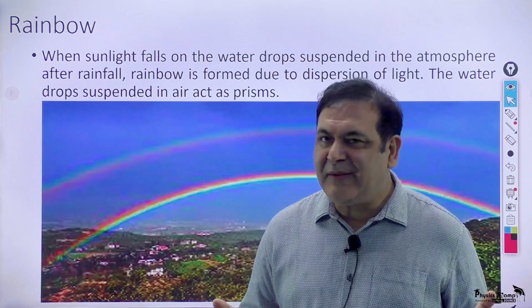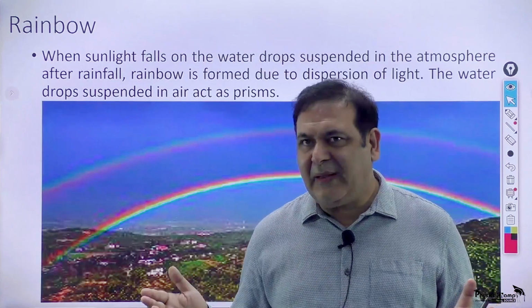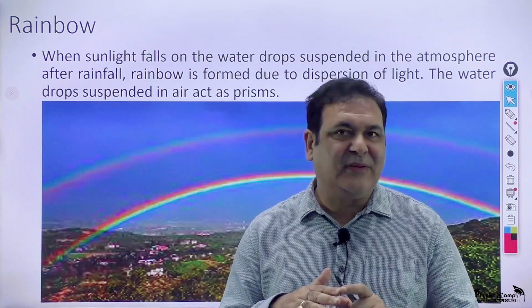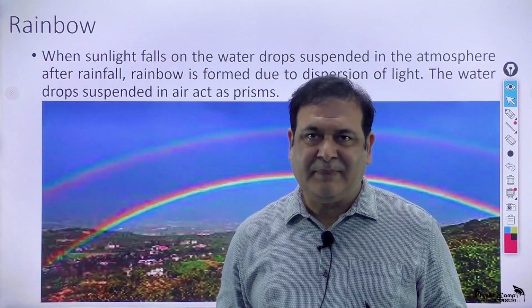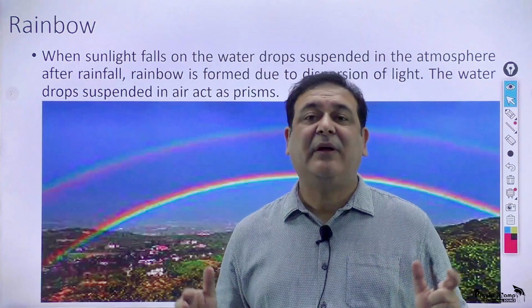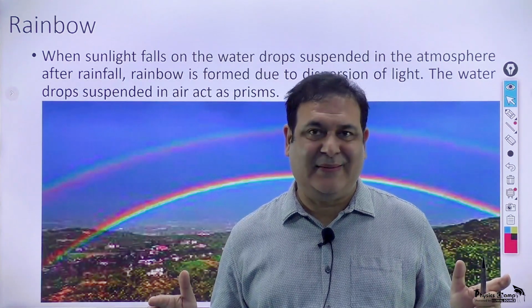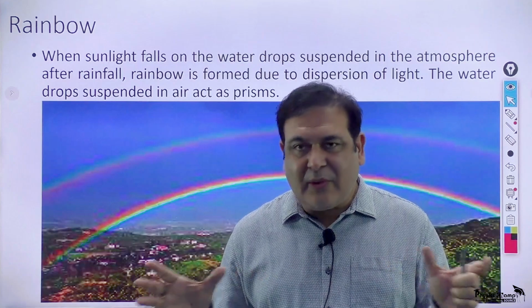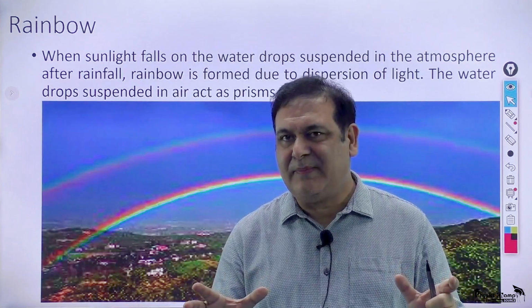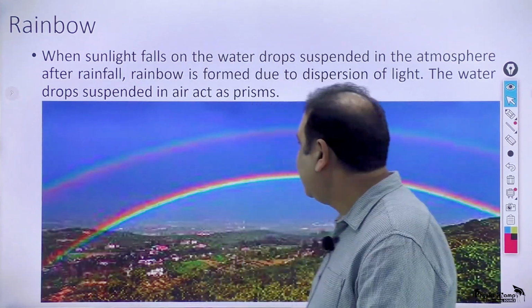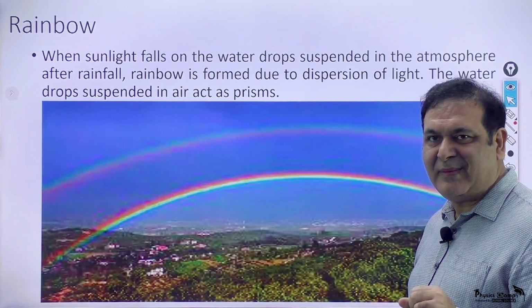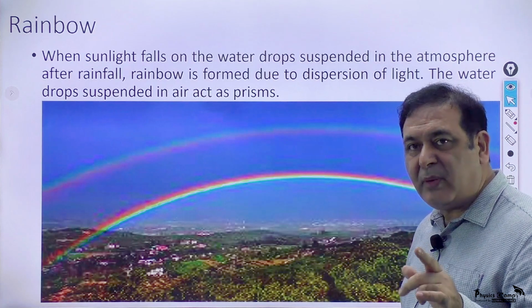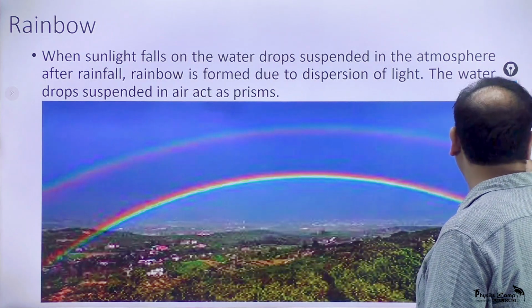So the condition is clear. There should be raining, or it has just completed and somewhere nearby it is raining, and also there should be sunlight. These two things together, you will find rainbow. And when we talk of rainbow, there are always two rainbows. One is quite prominent, which is the primary rainbow.